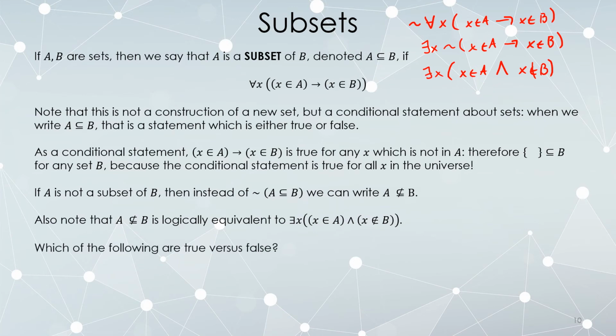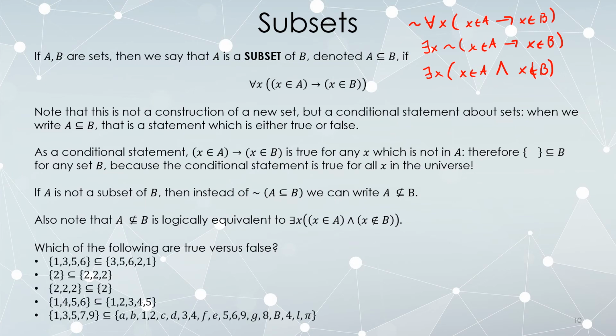So let's take a look at a bunch of claims and evaluate which are true and which are false. What we need to ask is, everything which is in the set on the left, is it also in the set on the right? If that's true, then the one on the left is a subset of the one on the right. If it's not true, then it isn't. So moving item by item, the first one is true. All we have to do is verify: is 1 an element of this set? Yes. Is 3? Yes. 5? Yes. 6? Yes. The fact that this set has something that isn't in the set on the left is irrelevant.